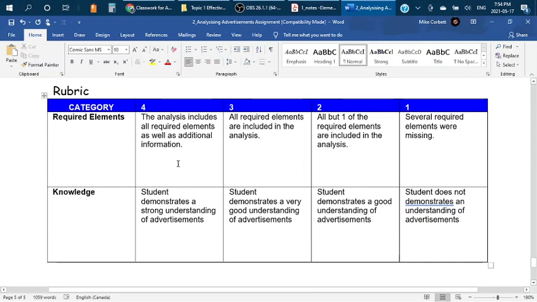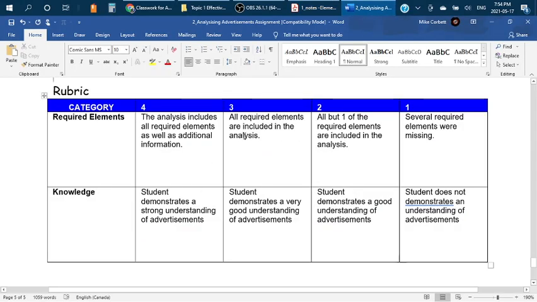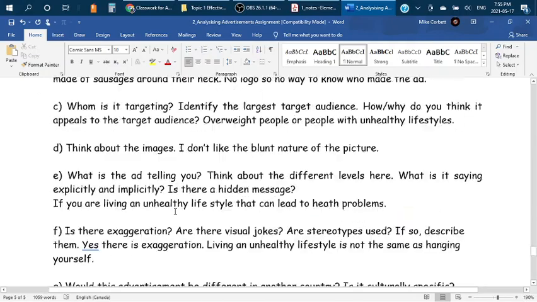So now the rubric for this: the required elements are that the analysis includes all required elements as additional information. In other words, if you answer the questions and you talk about those four elements that we talked about here, attention, interest, desire, action, that's worth some of the points, and then the other ones are your knowledge demonstrating an understanding of what's being advertised. So you can read these here to see how you get your max value.